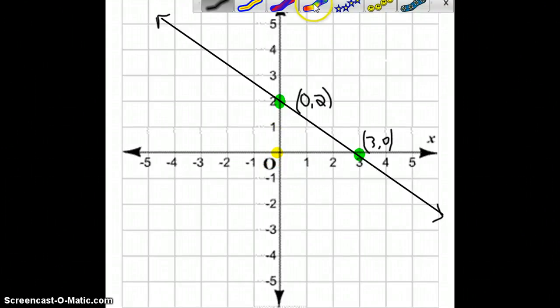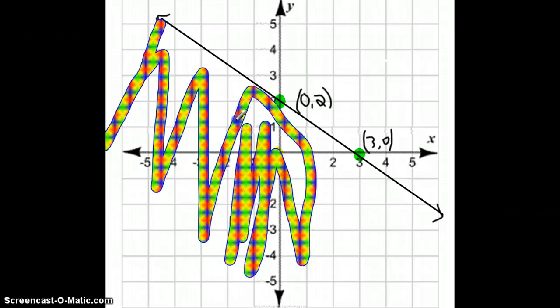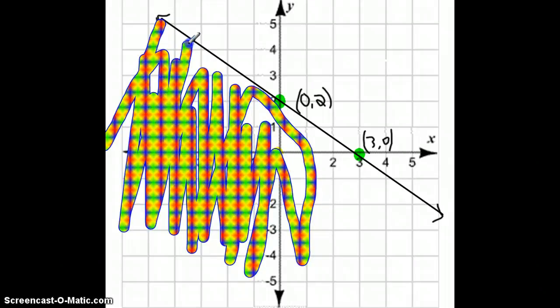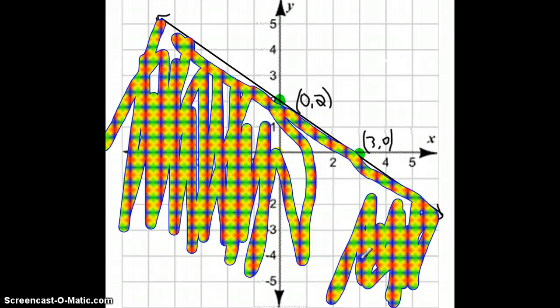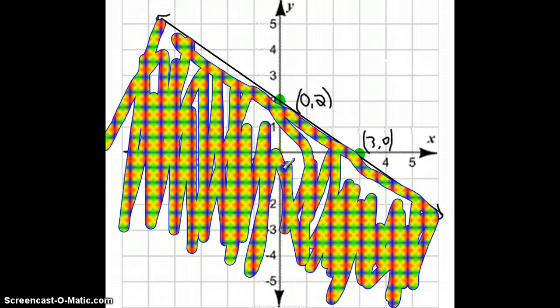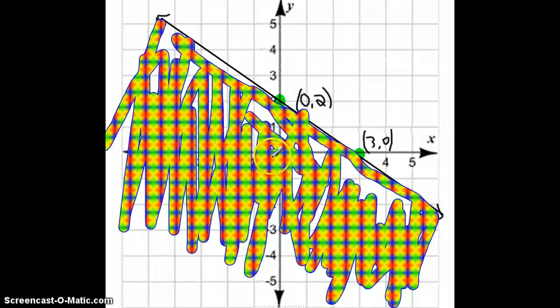So we're going to color in that side of the line. That means all our solutions are over here. Any point on this side of the line is a solution, so you would shade in this whole side. Again, because when we tested 0, 0, it made a true statement, that meant 0, 0 is part of the solution set. If it was false, we would have colored in this whole other side.